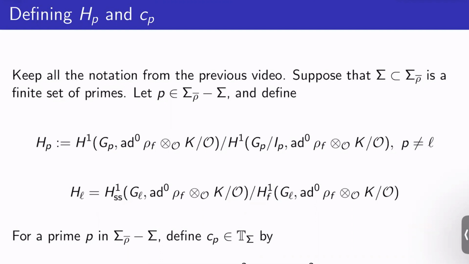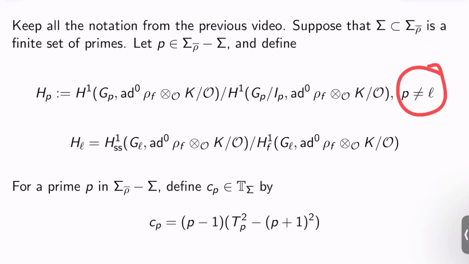In particular, we have a nice representation rho bar with a bunch of cool properties like modularity and irreducibility, etc. And we're going to let sigma and sigma of rho bar, also a quantity defined over the previous couple of videos, be a finite set of primes. Let's let P be a prime in sigma of rho bar minus sigma, and we'll define the following quantities.